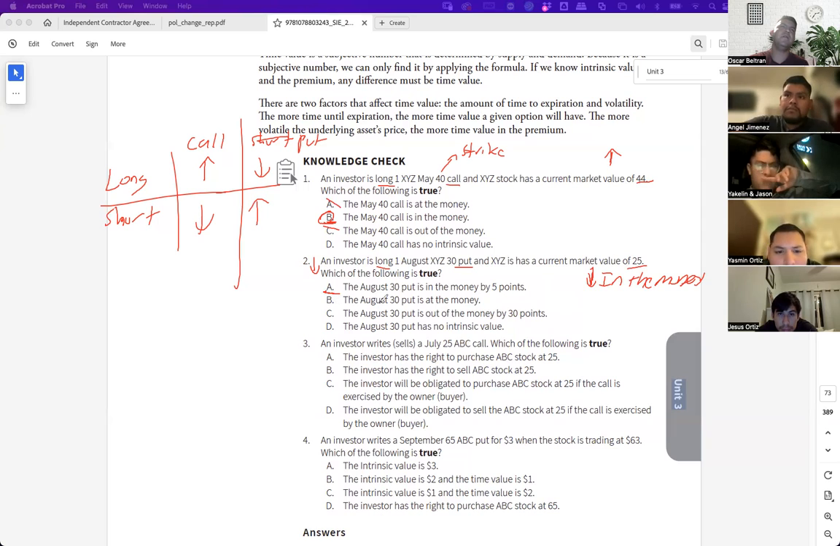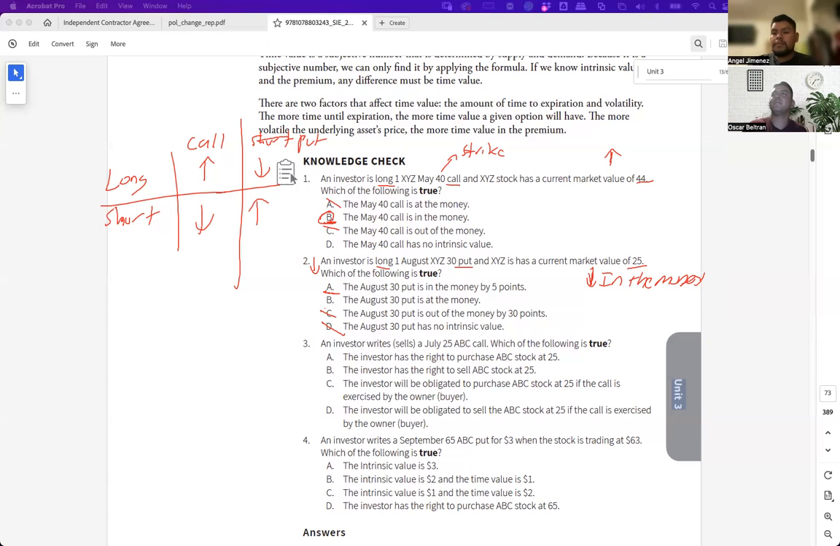Now, B, the August 30 put is at the money. So in order for it to be at the money, what has to be the current market value? 30. Exactly 30. So that is wrong. Now, D, the August 30 put has no intrinsic value. This right here is wrong, right? So the answer should be right here, B.